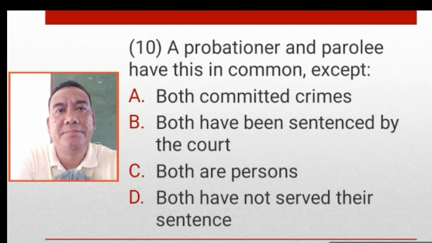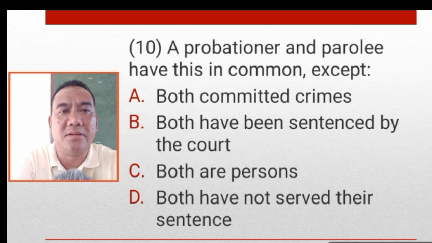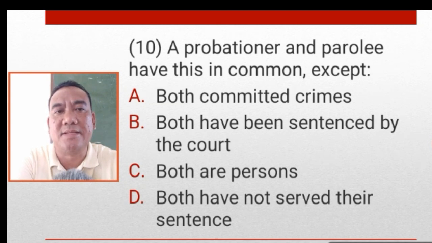Number 10. A probationer and parolee have this in common except letter A. Both committed crimes. Letter B. Both have been sentenced by the court. Letter C. Both are persons. Or letter D. Both have not yet or have not served their sentence.